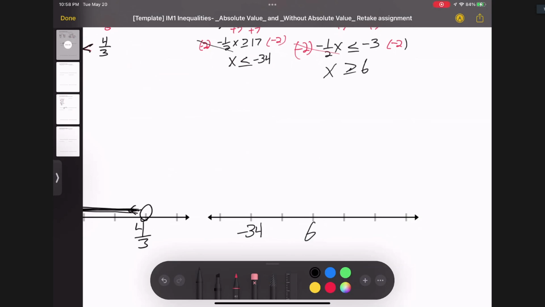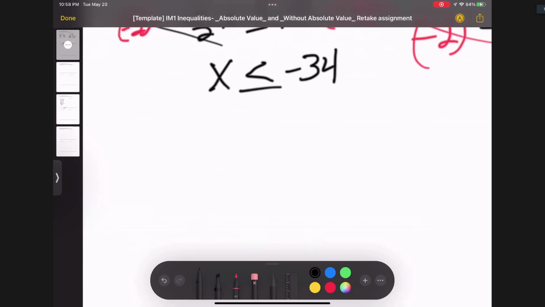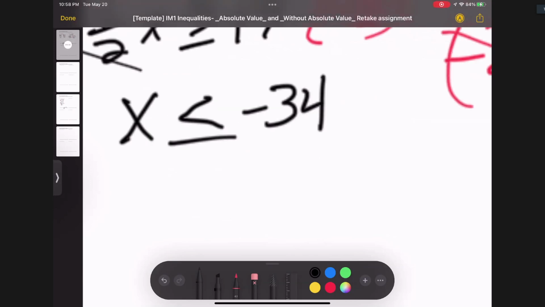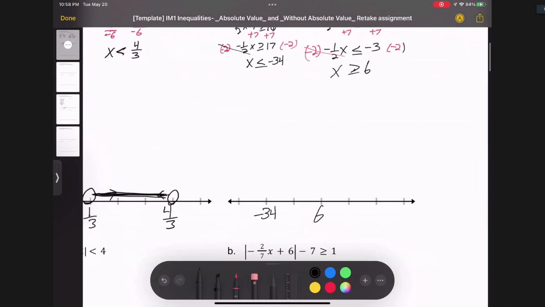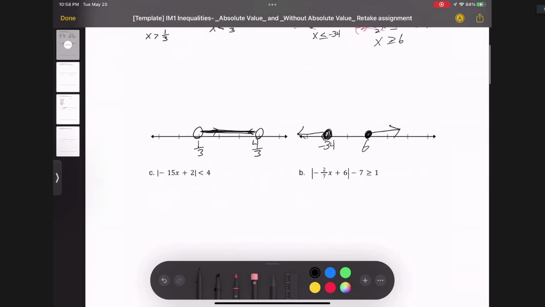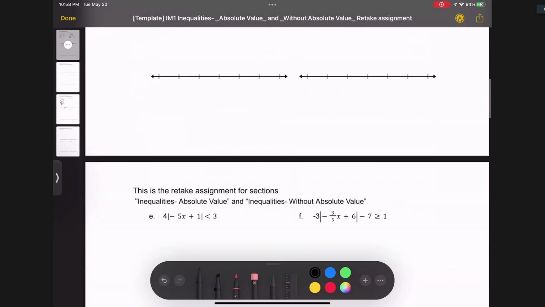Now this is going to be a closed circle because you have the equality. It's going to be an "or equal to" situation. So this is going to be less than or equal to -34, so that means you're going to go in this direction, and it's going to be a closed circle again, and it's going to be greater than or equal to 6. So that's why we're going to go in this direction. So hopefully you did that part.